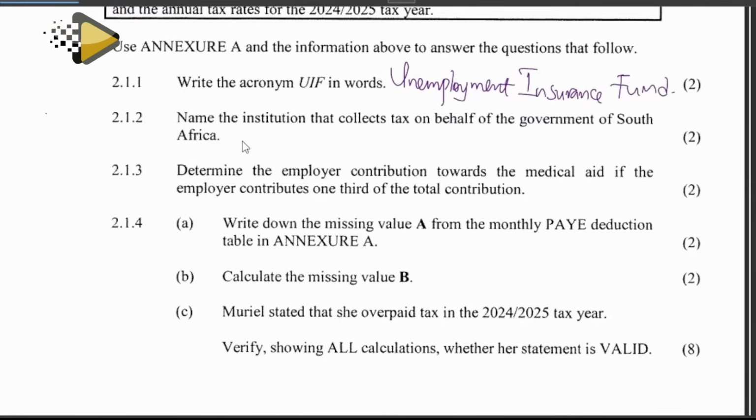Name the institution that collects tax on behalf of the government of South Africa. The institution is called SARS. You can call it the South African Revenue Services.